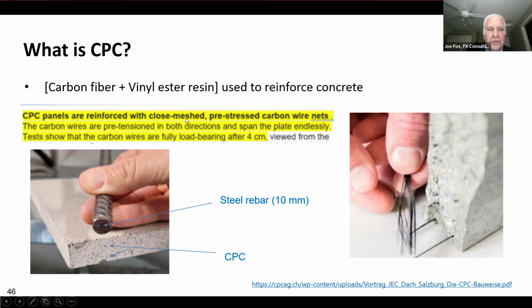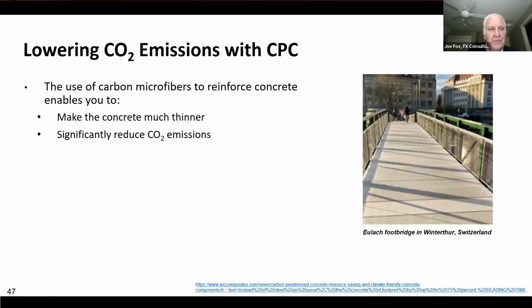They are reinforced with closed-meshed pre-stressed carbon wire nets. And this is a very useful picture, a picture's worth 1,000 words, showing what those nets look like. Very thin carbon fibers that are embedded in a vinyl ester resin. What this picture shows is that a CPC slab is basically the same thickness as a piece of steel rebar. So how does this lower CO2 emissions?